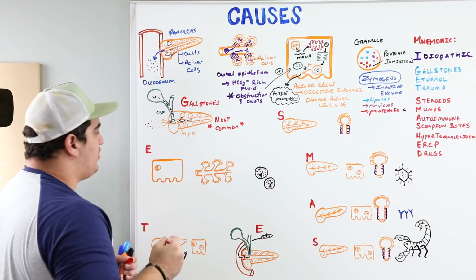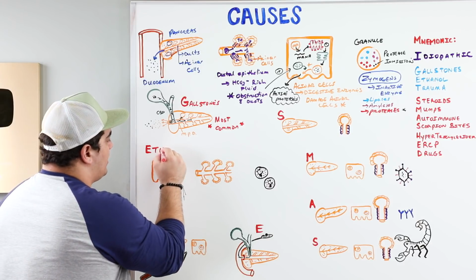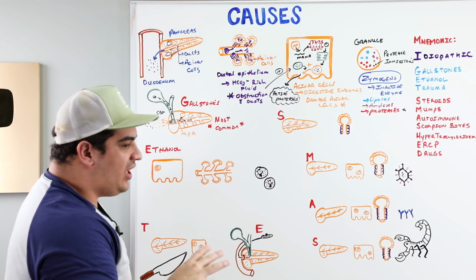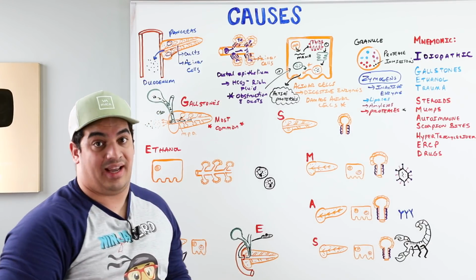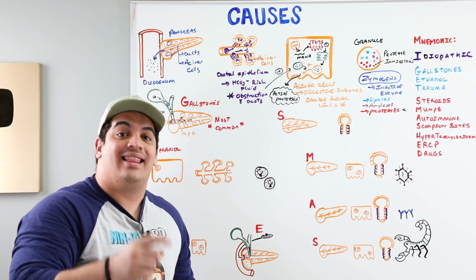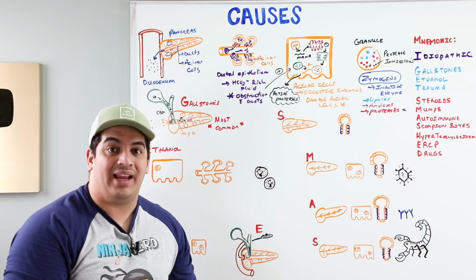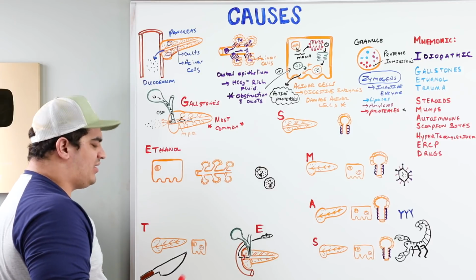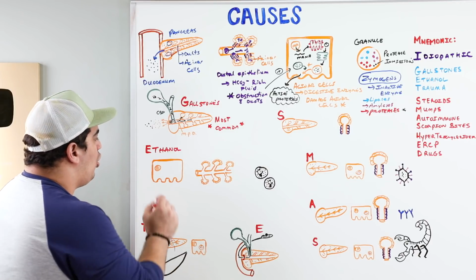Okay, what's the second most common cause? The second most common cause is ethanol, so alcohol abuse, right? Usually you see this particularly in patients with chronic pancreatitis. So they have chronic pancreatitis because they're constantly drinking alcohol, and then they develop an acute exacerbation of their chronic pancreatitis, okay? So how does ethanol do it? Ethanol is a son of a gun. It does it by a bunch of different ways.